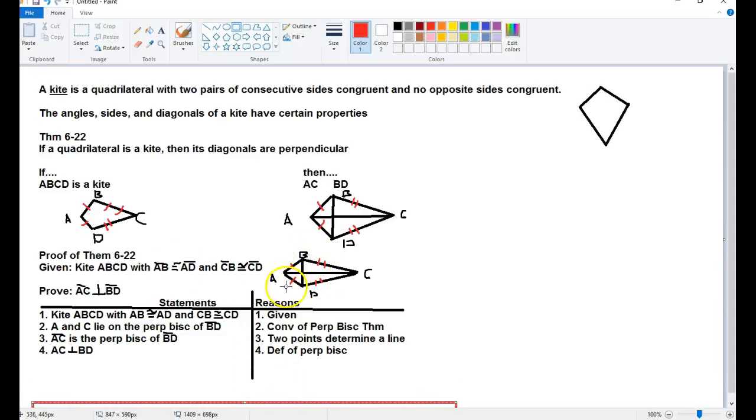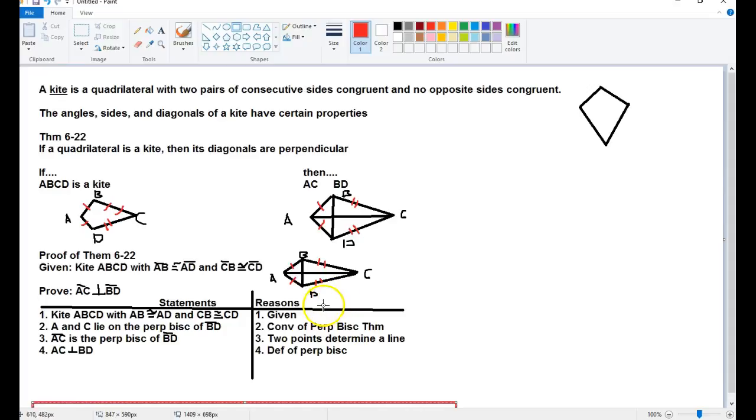So we were given this kite, same as before, ABCD. AB and AD are congruent, CB and CD are congruent, and we need to prove that AC is perpendicular to BD. First off, we start with our given kite ABCD, with AB congruent to AD and CB congruent to CD. Reason: given. A and C lie on the perpendicular bisector of BD because of the converse of the perpendicular bisector theorem. AC is the perpendicular bisector of BD because 2 points make a line. AC and BD will be perpendicular to each other.